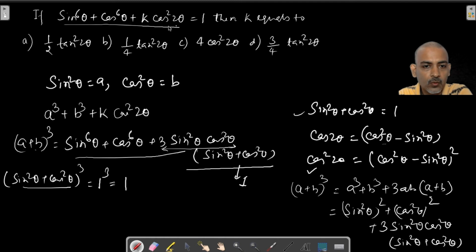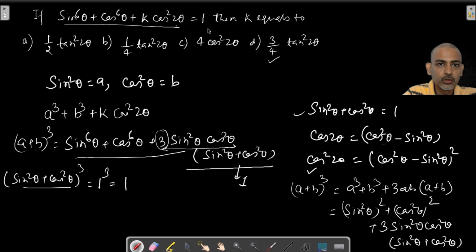So one thing which you have to remember here is that here it is 3. No other expression has got 3. So it looks like this is one of the expressions which we can work with. And so now let's put it back and see what k into cos square 2 theta will become, if this is the case.